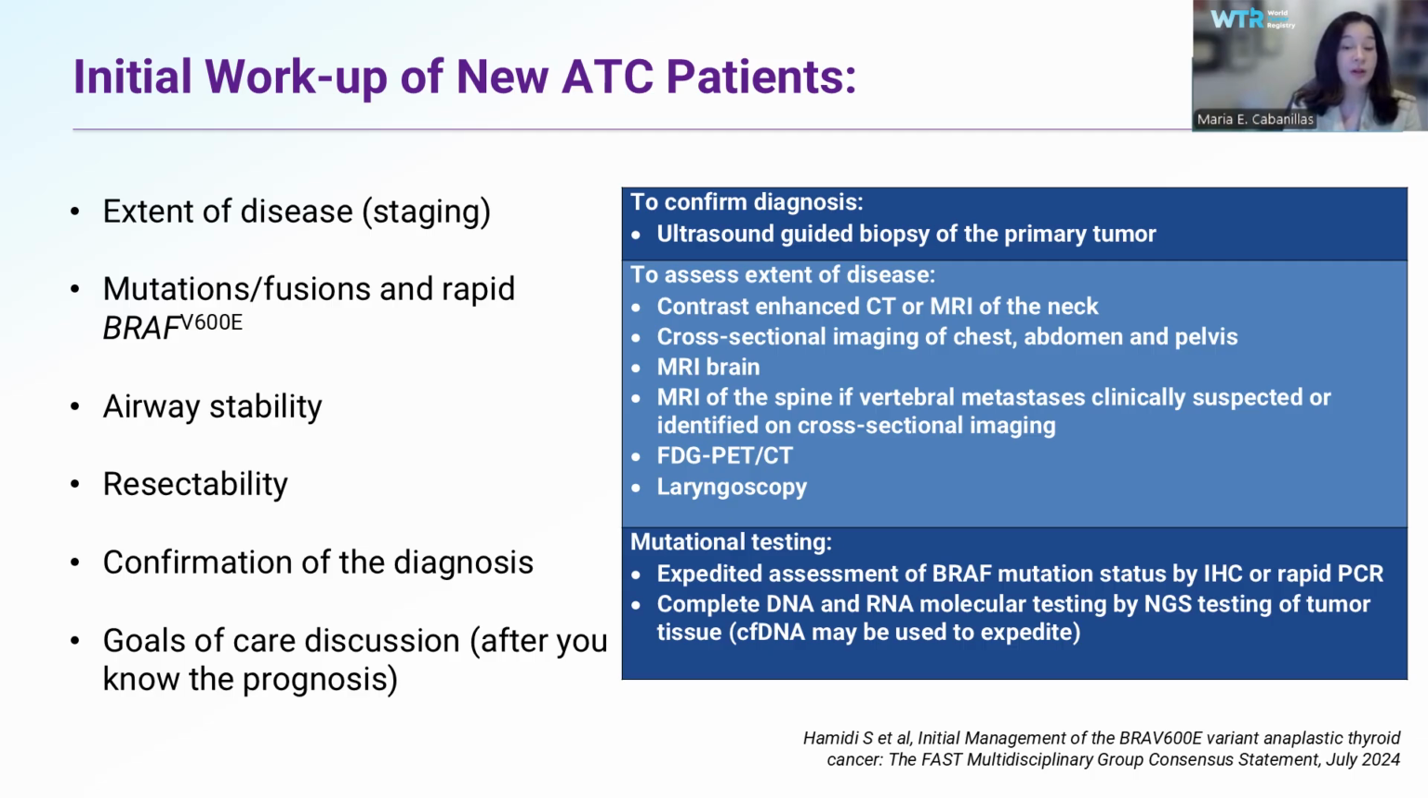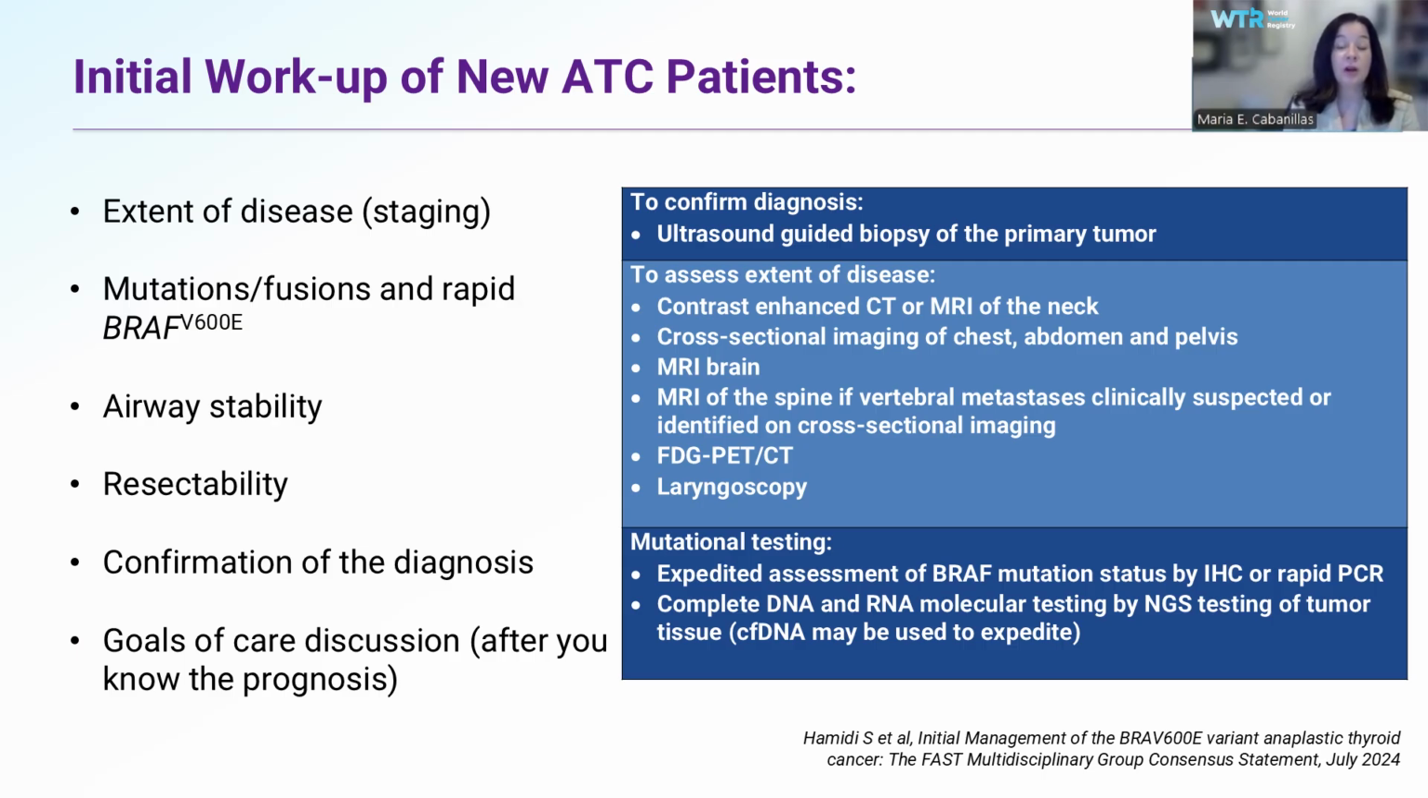Other important pieces of information are to know the BRAF status. Patients who have a BRAF V600E have very good therapies now, very good targeted therapies. And so we need to distinguish between these two patient types. We need to also make sure that the airway is stable, determine whether the tumor can be removed, the primary tumor. We have to confirm the diagnosis and have a goals of care discussion.